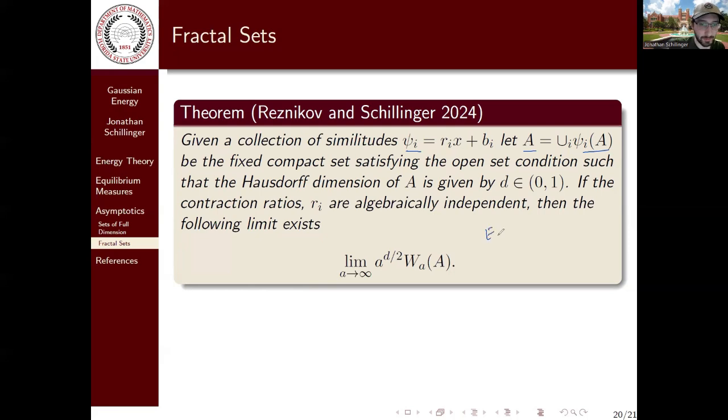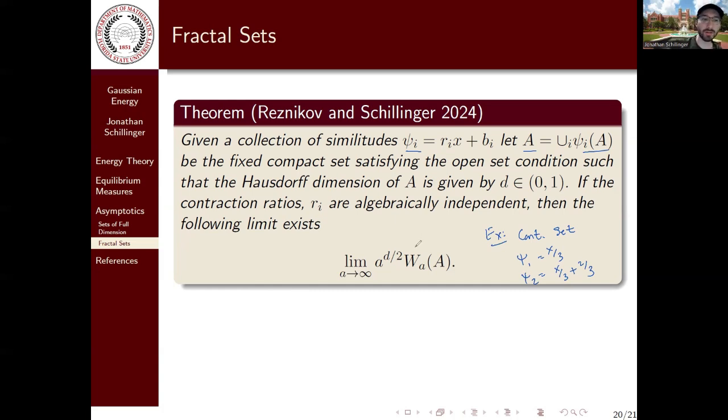So for example, the usual Cantor set is generated by two similitudes, the first one being x over 3 and the second being x over 3 plus 2/3. The first one gives you the left half, the left leaf, and all of the points that are there, and the second gives you the right half, the right leaf, and all the points which are there.